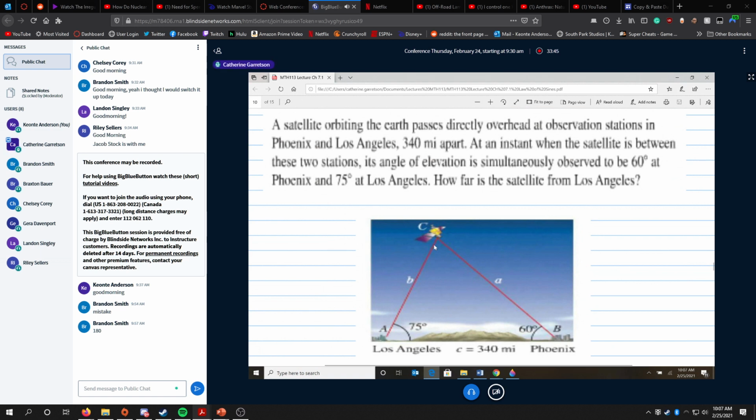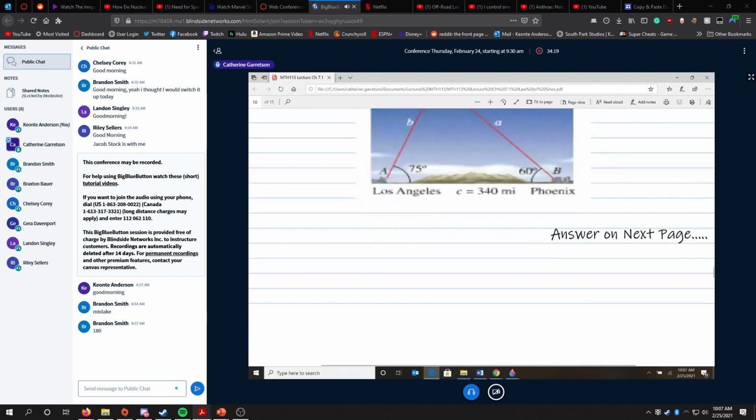Then once I find this one, I'm going to say the sine of this angle C divided by 340 is equal to, now, which pair of information? It depends upon which side I'm trying to find. So you really have to be careful. They want to know how far it is from Los Angeles, so we're trying to find side B. So we're going to compare it to angle 60. Okay, so let's set this up and solve.